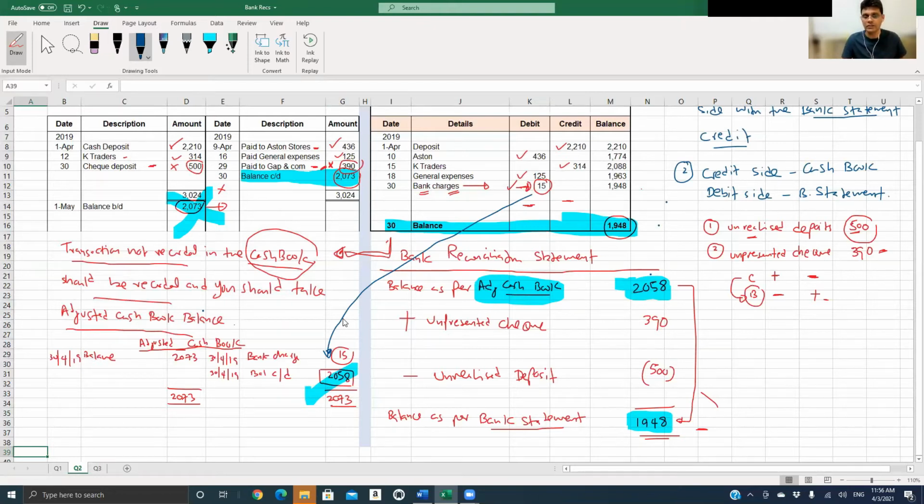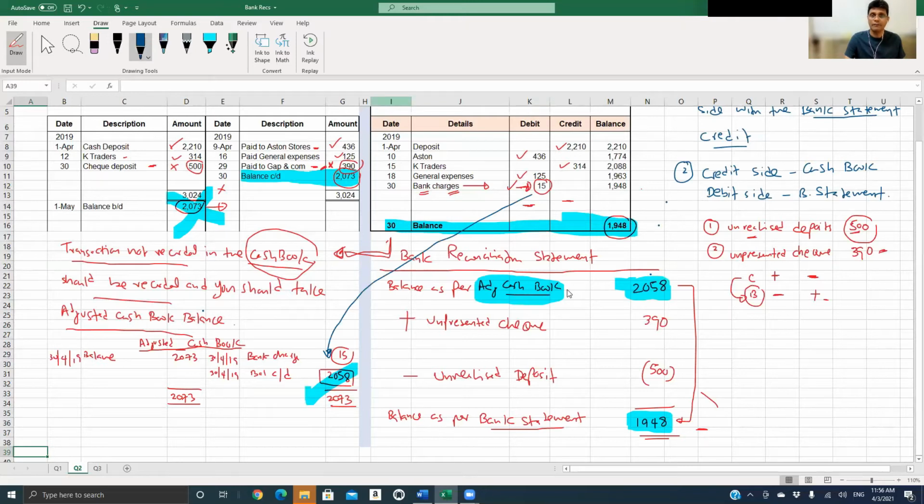Is that clear? Any doubts? Yes or no? Tell me. You guys are silent. No doubt. Bashini, do you have a doubt? Yes or no? No. Okay. I hope this is very, very clear.